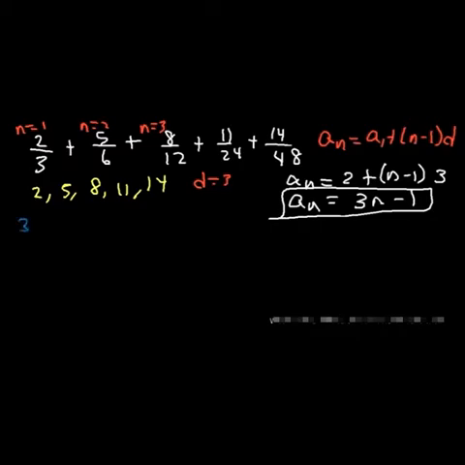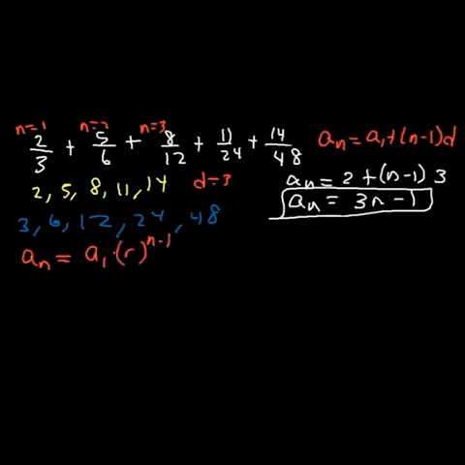For the denominator, notice that it's a geometric sequence: 3, 6, 12, 24, 48. So to write an equation that explains that pattern of numbers, it's going to be a1 times r raised to the n minus 1. And that's the general equation for a geometric sequence. The first term is 3. The common ratio, we can see it's 2. 3 times 2 is 6, and 6 times 2 is 12.